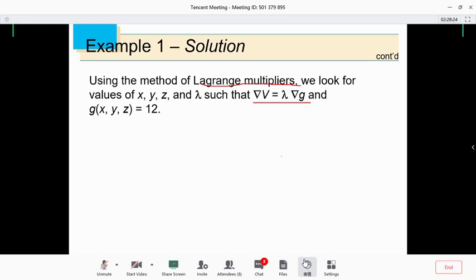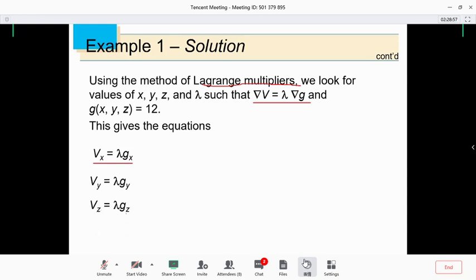Are you okay? Yes, sir. Okay. With this, we have 4 equations. Write the 4 equations in your notebook. The first equation is Vx equal lambda Cx. Another one is Vy equal lambda Cy. The third one is Vz equal lambda Cz. And the last one is the constraint: 2xz plus 2yz plus xy equal to 12. We have 4 equations and 4 unknowns x, y, z, and lambda. So with this, we can get the values of x, y, and z.